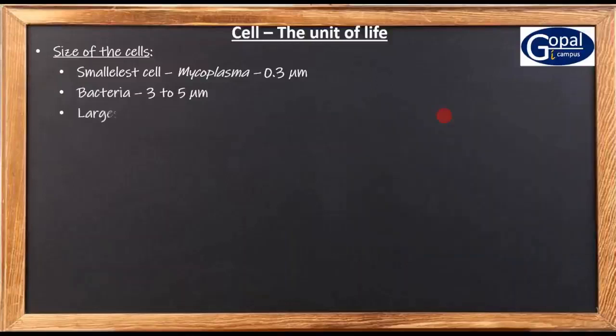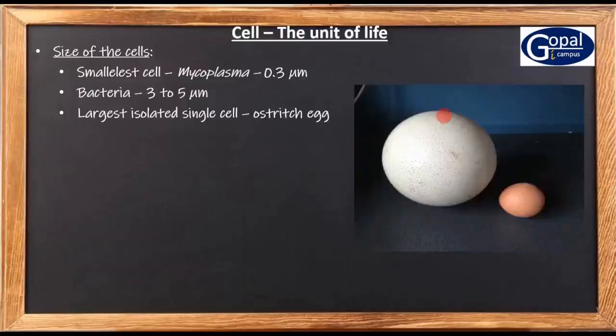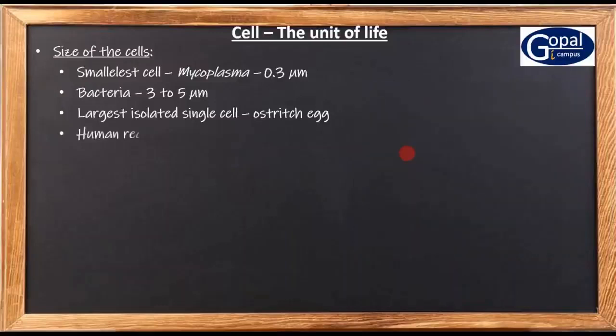Right? And then the largest cell known so far is the ostrich egg. The ostrich is a bird, which belongs to Australia and New Zealand. So this is the size of the ostrich egg. See, this is the egg of the hen and this is the egg of the ostrich. I think it is almost 10 times more than the egg of the hen. So the largest isolated single cell is the ostrich egg.